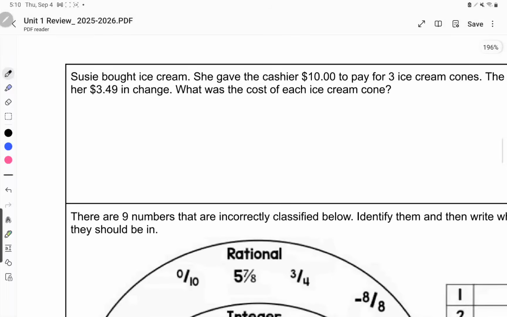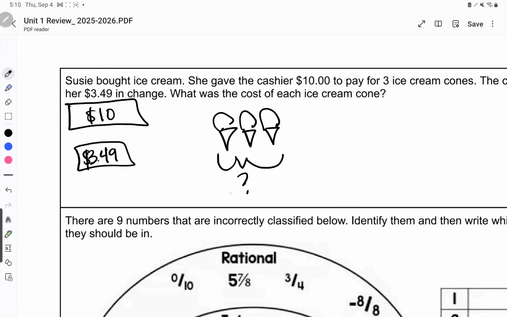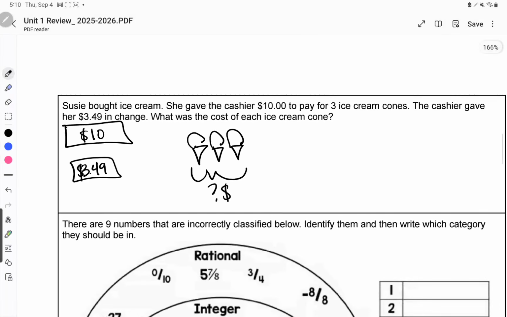So here's what we know. She gave the cashier $10. We know that she bought 3 ice cream cones. And we know that the cashier gave her $3.49 back in change. What we do not know is the cost of each ice cream. When we do this, the temptation is to divide 10 by 3. But that's not how this works.